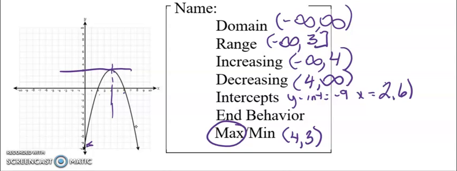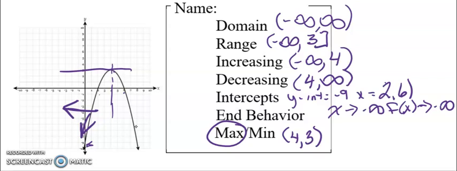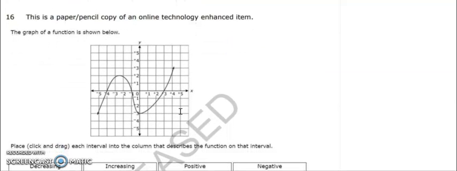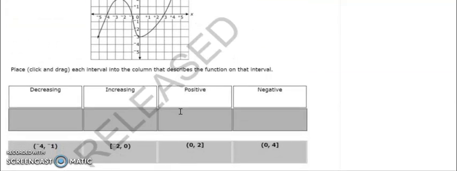And then our end behavior, as x approaches negative infinity, as x is going left, y is going down. So f of x is approaching negative infinity. And as x approaches positive infinity, as x goes to the right, the graph is still going down. So f of x will still approach negative infinity. I'm hoping that clears up positive negatives, range, domain, all of those things.